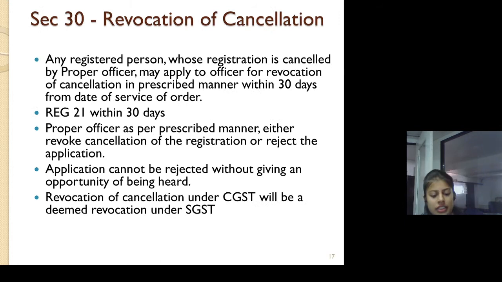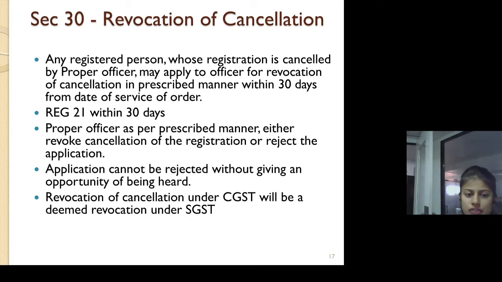After this, I will take section 30, revocation of cancellation. Now, suppose my registration is cancelled by the officer. I am in a position to revoke that cancellation. That is, question that cancellation. In form REG 21, I can raise a request for revocation of cancellation, but that has to be done within 30 days from which the order of cancellation has been served on me.